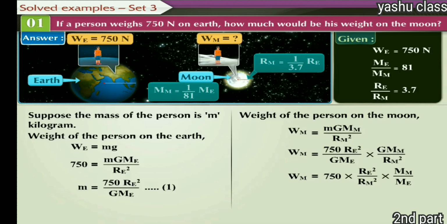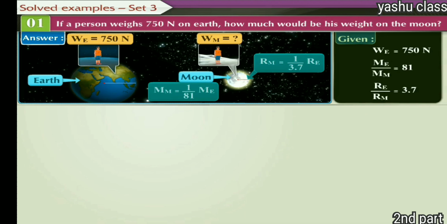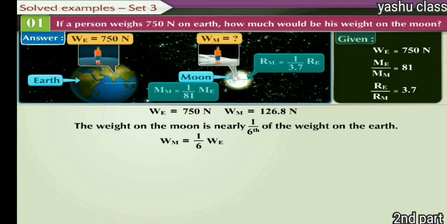Now substituting the given values in the above equation, Wm is equal to 750 into 3.7 square into 1 upon 81. Therefore, Wm is equal to 126.8 newtons. The weight on the Moon is nearly 1/6 of the weight on the Earth.